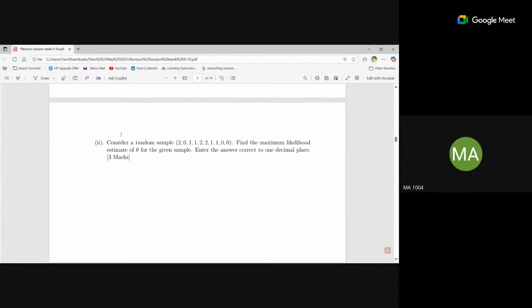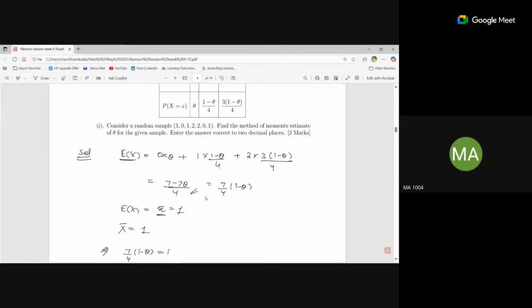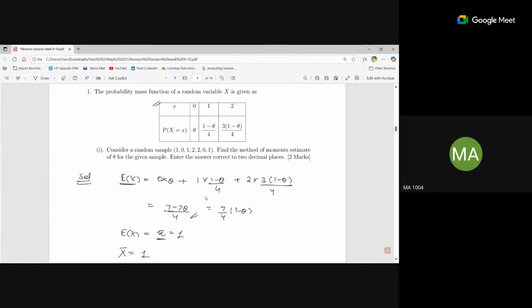Next, consider a random sample. Find the maximum likelihood estimate of theta for the given sample. Where is the distribution of theta? Maximum likelihood estimate of theta. The sample is given, and these are the probabilities. It's the same question, and you have to calculate it with the help of maximum likelihood.